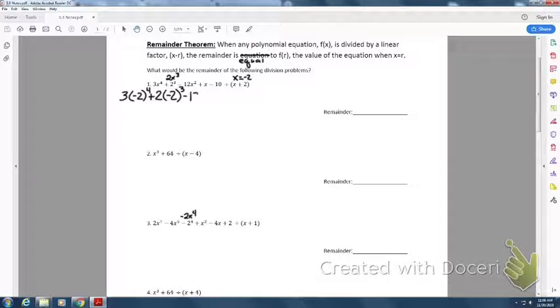Can you zoom in a little bit? Yes. Here, let's do this. Will that work? Yes. Okay.